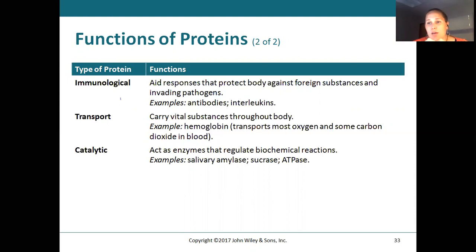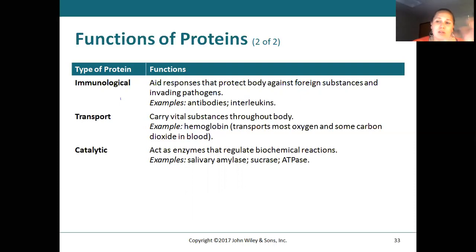It can also help regulate movement across long distances. So the example that's given here is hemoglobin, which is a protein that transports oxygen to all of the tissues within your body. And lastly, what's mentioned here is the catalytic function of proteins. Proteins act as enzymes, and enzymes have an important role in lowering the activation energy that allows reactions to take place.